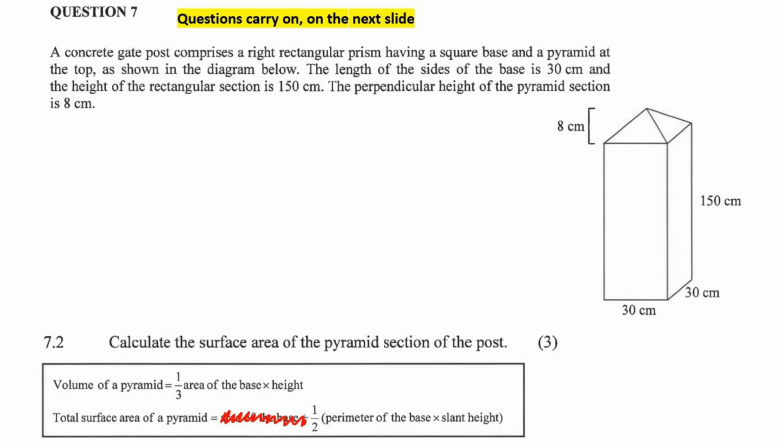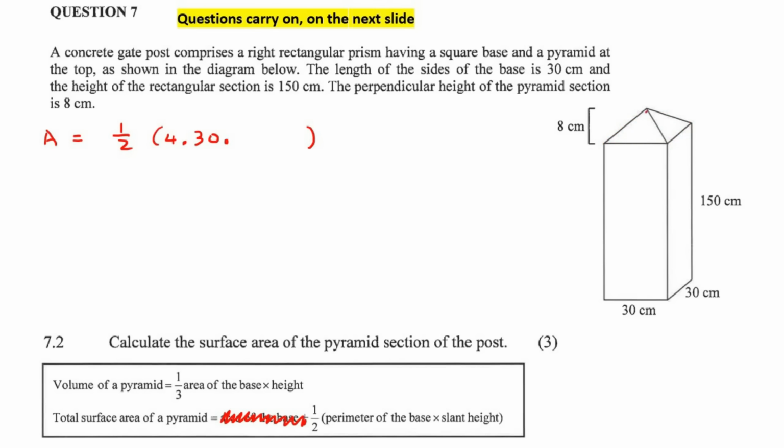So it says that the area of that pyramid is a half, and then we need the perimeter of the base. Well, that's easy. The base is this part, and the perimeter would just be 30, 30, 30, 30. So perimeter, you just add all of that together. So that's just going to be 4 times 30, because there's 30 plus 30 plus 30 plus 30. And then we need the slanted height. Oh, so we need the slanted height now.